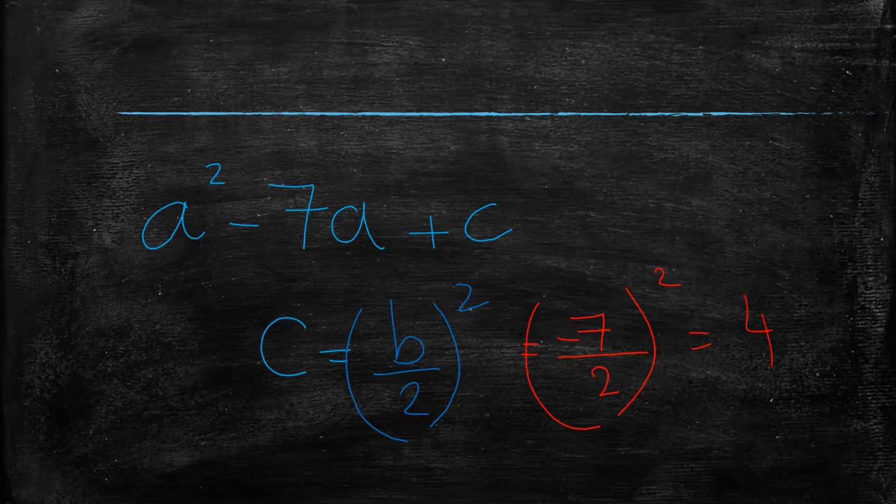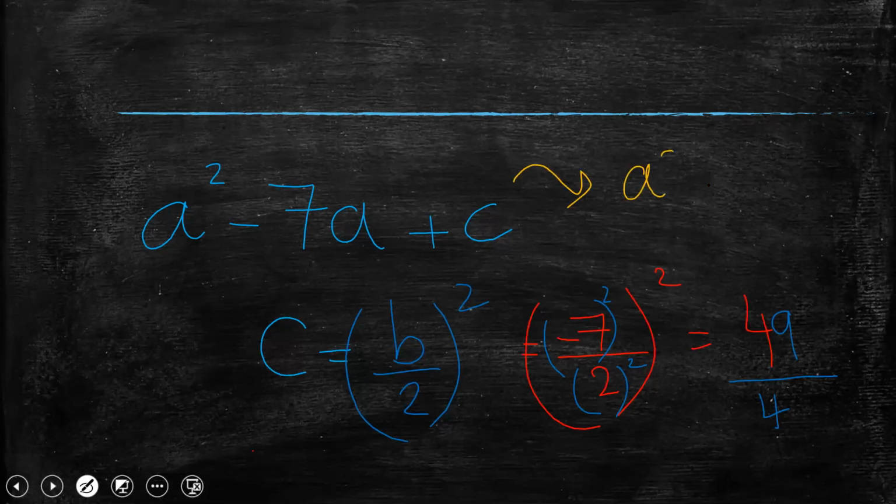I will distribute the square on the numerator and on the denominator. Negative 7 squared is 49, and 2 squared equals 4. So here the value of c is 49 over 4, and the expression is a squared minus 7a plus 49 over 4.